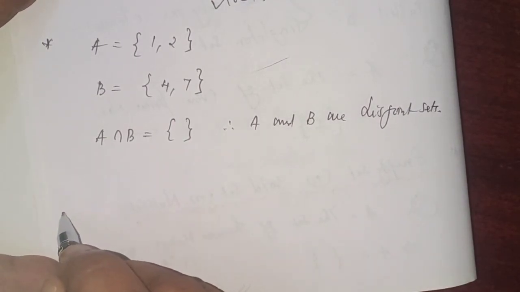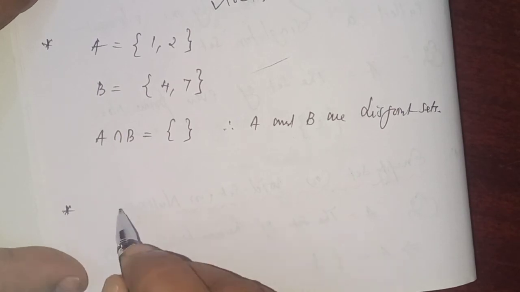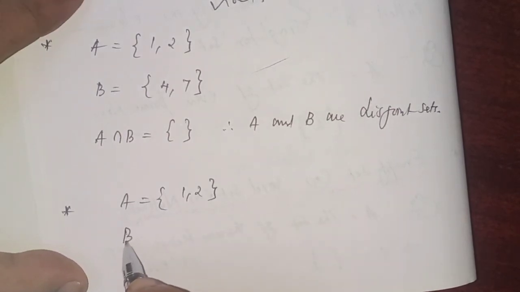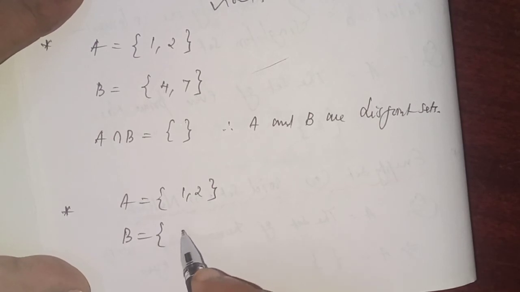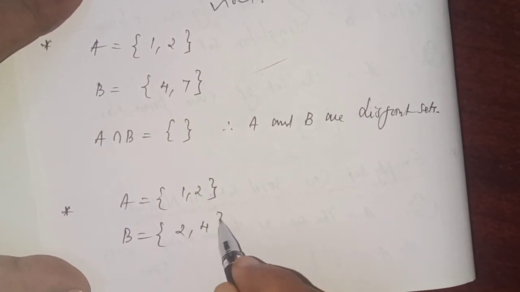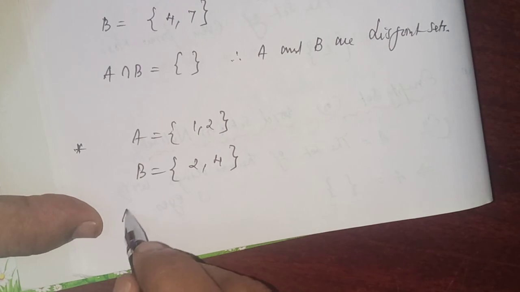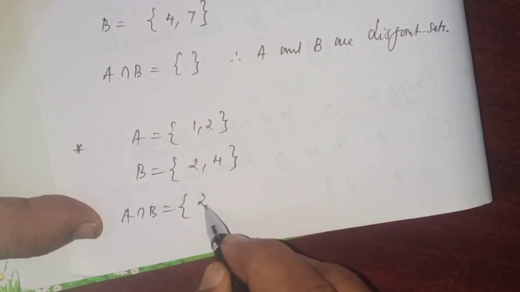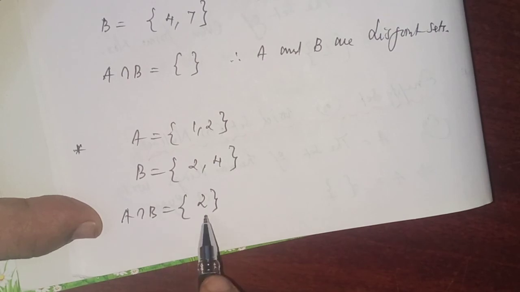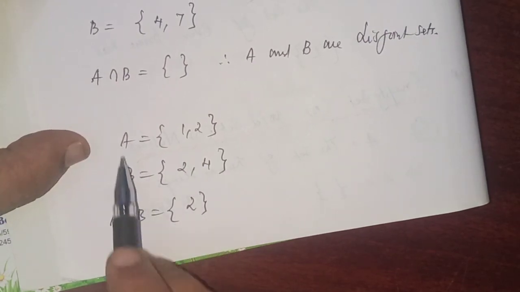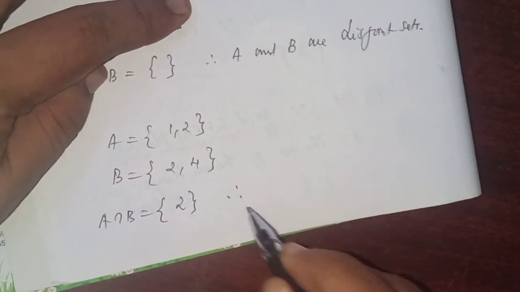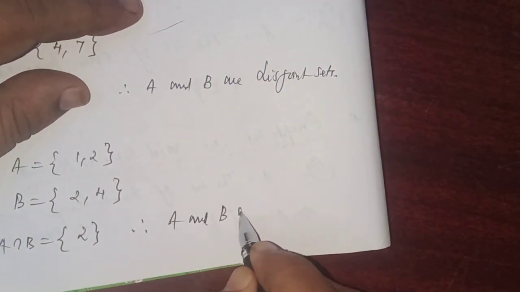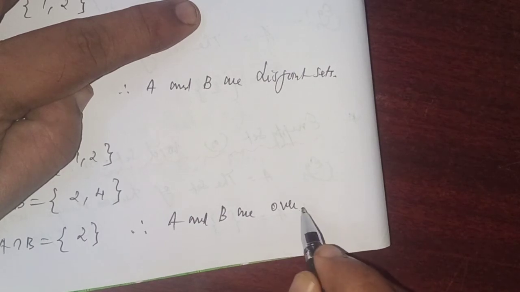Now, I am talking about overlapping sets. I consider A equal to {1, 2}, B equal to {2, 4}. Now we can find A intersection B. We have 2 common, correct? If at least one element is common, we can say the two sets are overlapping sets. Therefore, A and B are overlapping sets.